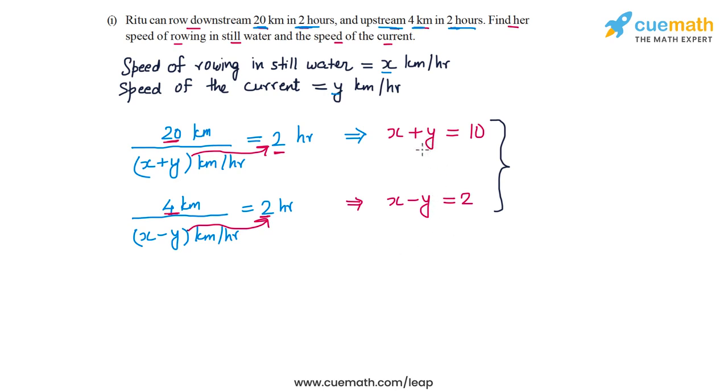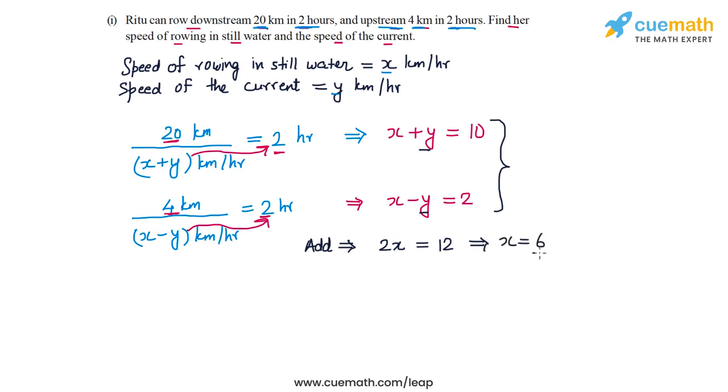So we see that the coefficients of y are 1 and -1. So let's just add these two equations. If we add these two equations, what do we get? We get 2x on the LHS, and on the RHS we get 12. So this gives us x is equal to 6.